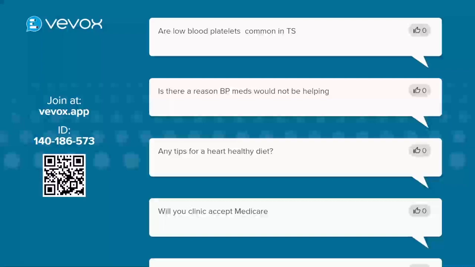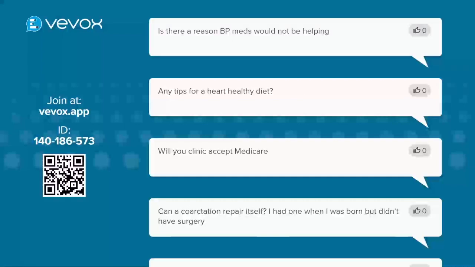Are low blood platelets common in Turner syndrome? Overall, low platelets are not very common in Turner syndrome. There's not any special reason why they are low. So typically, if you have low platelets, it's for another reason, and you need to get a thorough workup to figure out why they're low. But in terms of Turner syndrome itself, it's not very common.